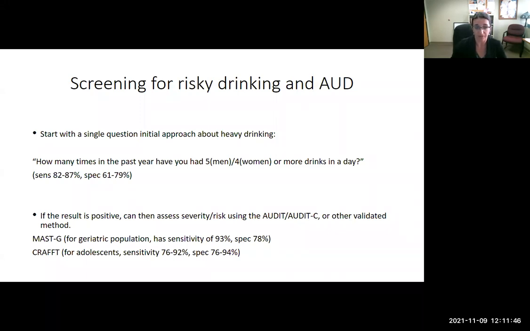And this is going to be your initial screen, where if it's negative, then you move on. But if it is positive, you want to assess their risk more using a validated tool, such as the AUDIT or AUDIT-C, which we'll have an example of here. Also, just to touch upon for the geriatric population, the MAST-G has higher evidence, and the CRAFFT for adolescents would be the validated tool for that population.